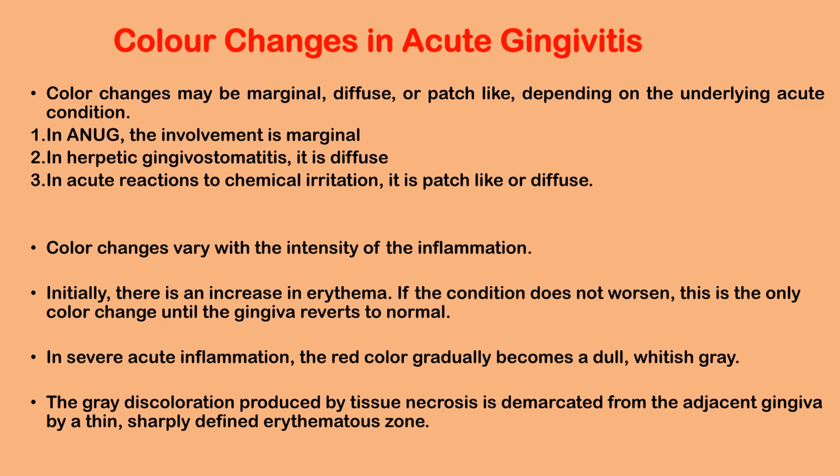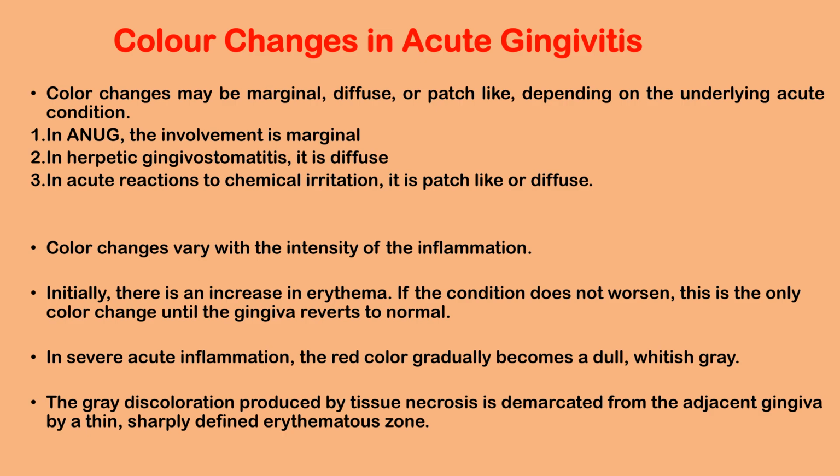The color changes in acute gingivitis. The color changes may be marginal, diffuse, or patch-like depending on the underlying acute condition. As we can see in ANUG, the involvement is marginal. In herpetic gingivostomatitis, it is diffuse, and in acute reactions to chemical irritation, it is more like a patch or diffuse.